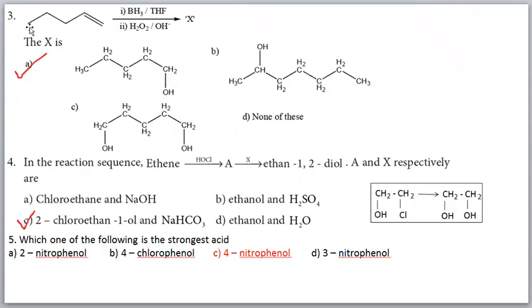The next reaction, you see, 1, 2, 3, 4, 5: 5 carbon is there, so it is pentene, which reacts with diborane. Here it is written BH3, but actually the molecular formula is B2H6, and THF. Diborane easily cleaves to form BH3. THF is tetrahydrofuran. Secondly, it is treated with hydrogen peroxide in the presence of alkali.